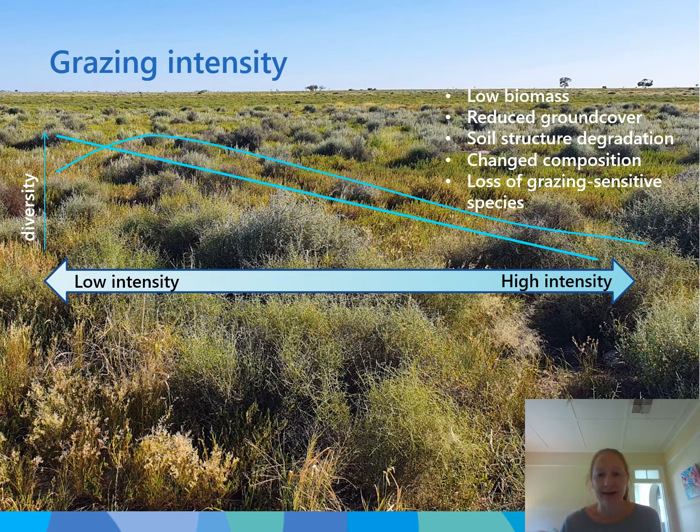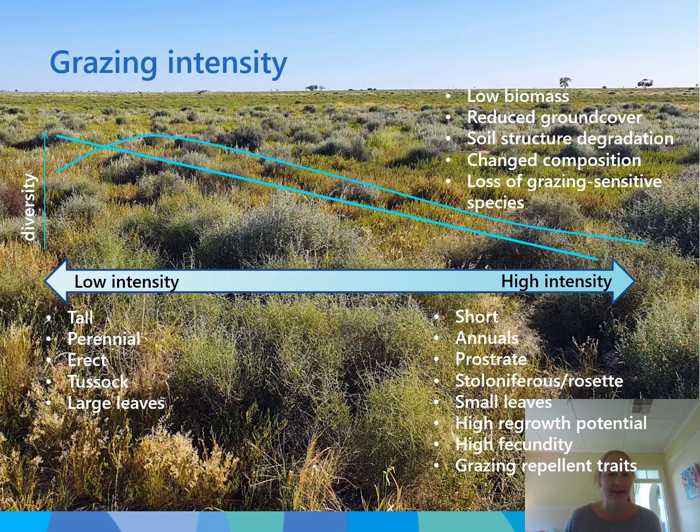So as you'd expect, as grazing intensity increases, we generally see a reduction in that plant diversity. And that's also associated with a reduction in plant biomass, ground cover, a degradation of the soil structure, a change in the composition of the species present, and also a loss of those grazing sensitive species. Now this change isn't always linear, as I've depicted. In some environments or under some conditions, we may see that in low or moderate intensity grazing situations, there's actually an increase in diversity, as those species which are favoured under grazing increase without that loss of those grazing sensitive species. This is obviously situation dependent.